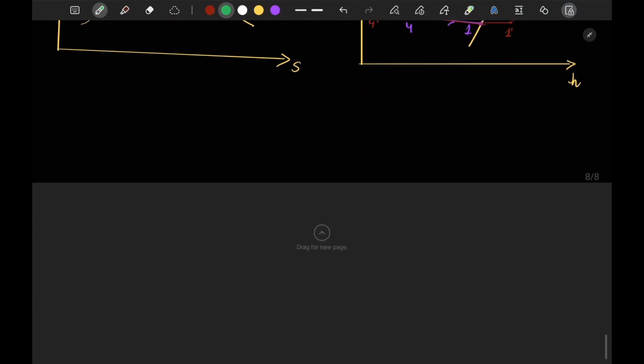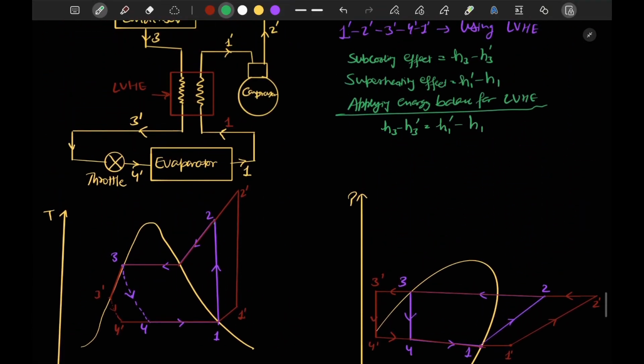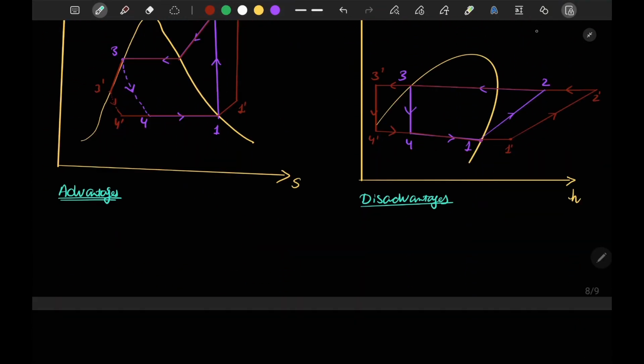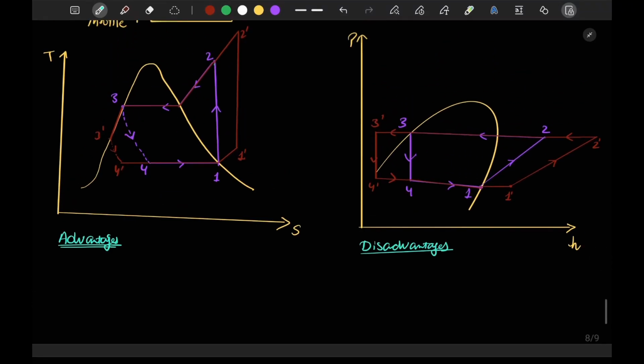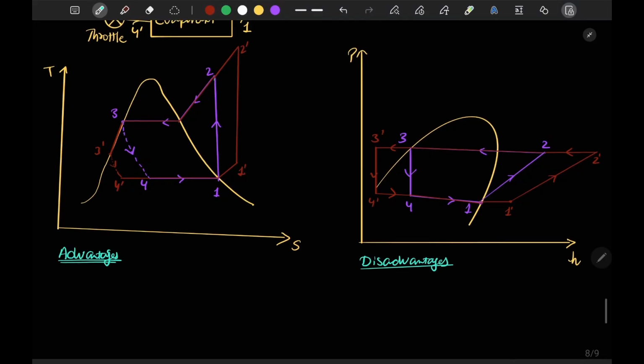Now we will look into the advantages and disadvantages of this process. If we talk about advantages, due to superheating of the inlet vapor to the compressor, as I have told earlier, it will guarantee that there will be no wet liquid inside the compressor, which would be harmful. So, no liquid inside the compressor.